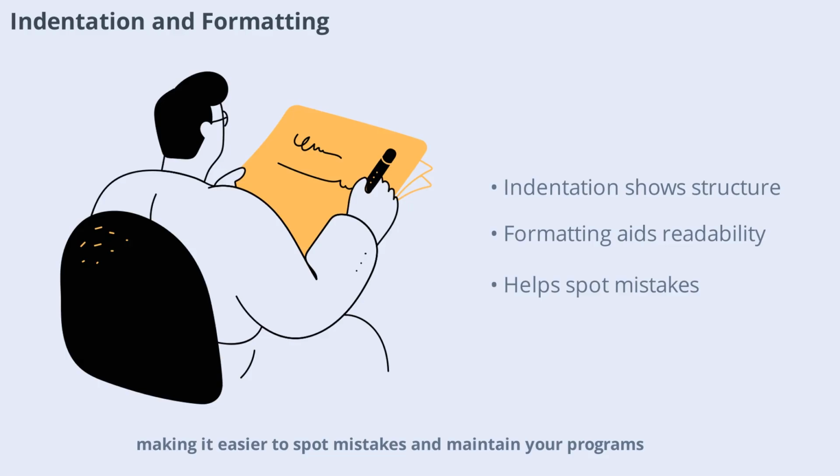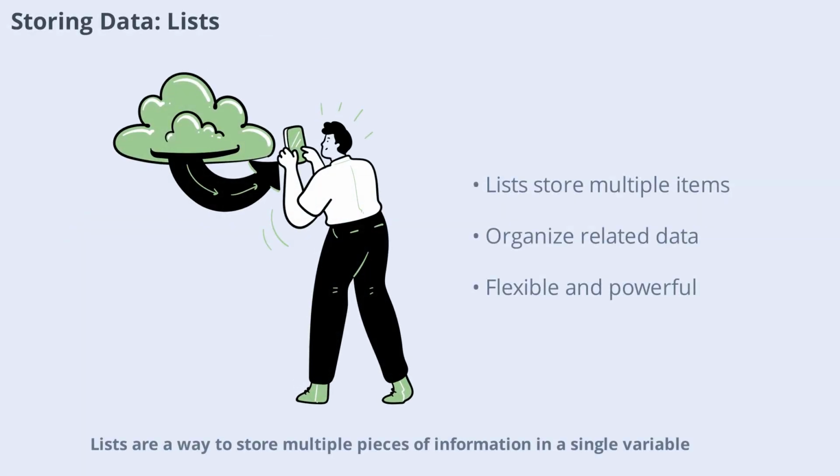maintain your programs. Lists are a way to store multiple pieces of information in a single variable. For example, you might use a list to keep track of all the scores in a game. Lists make it easy to organize and process groups of related data. You can add, remove, or change items in a list as your program runs.